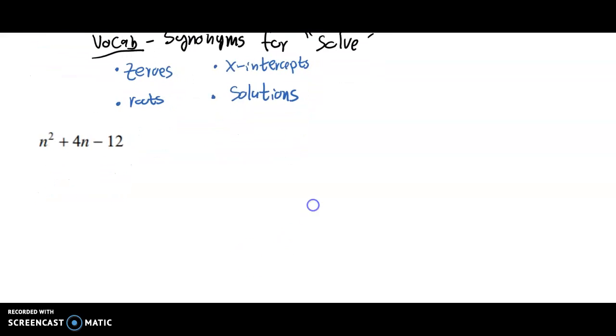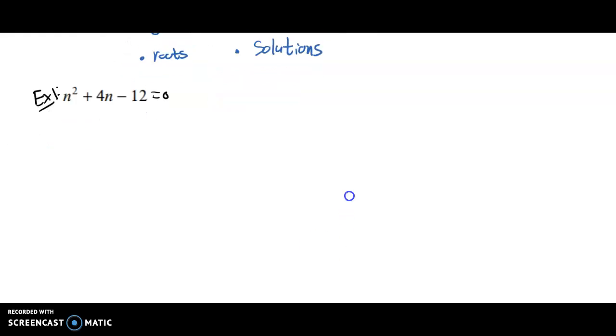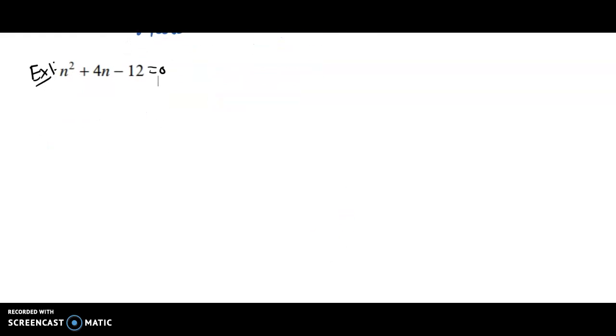All right, let's look at example 1. Should be a nice and easy warm-up. Remember, we've got to set it to 0. Our instructions for all of these are to solve. So this is an a equals 1 problem because there's no coefficient. Well, there is a coefficient in front of n squared, it's just 1. I'm going to build my x, negative 12 and 4.